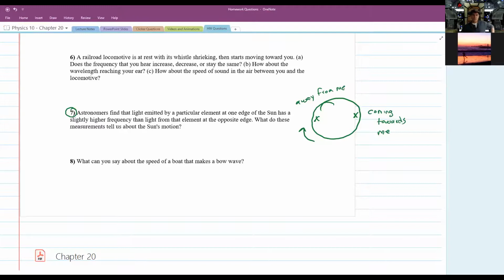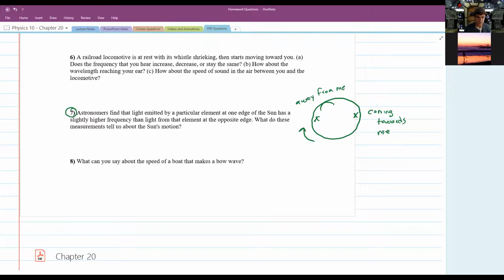So if I look at the sun, and I can look at different edges of the sun, as the sun rotates, this part is moving towards you, this part is moving away from you. And so if I were to look at the light from different parts of the sun, the part that's moving towards me, I'm going to detect a higher frequency. The part that's moving away from me, I'm going to detect a lower frequency.